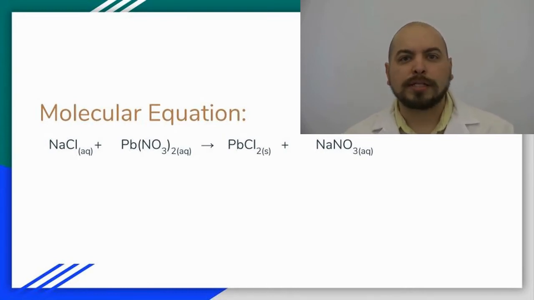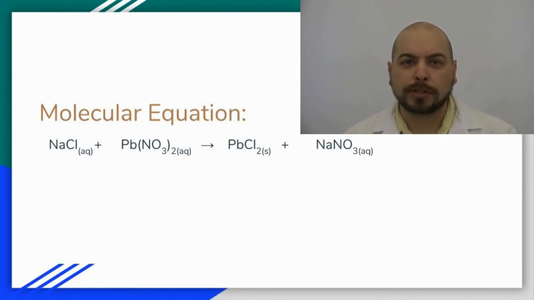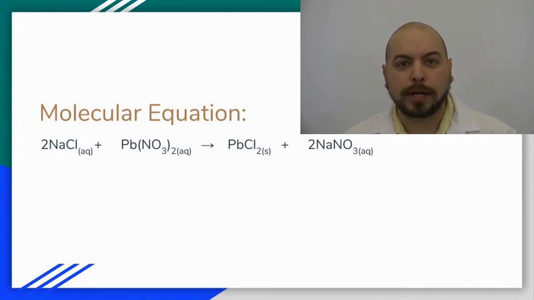Remember in the last video I said that you can balance at any point along the way, but I generally prefer to balance here during our molecular formula because it makes things later on a little bit easier. So let's go ahead and balance. Because we've got lead(II) chloride, that's PbCl2, we need to put a 2 in front of the NaCl. That means we have 2 sodiums now, so we need to put a 2 in front of the sodium nitrate. And now we're balanced. Once we've got that balance, now we can separate based off of relative solubilities.